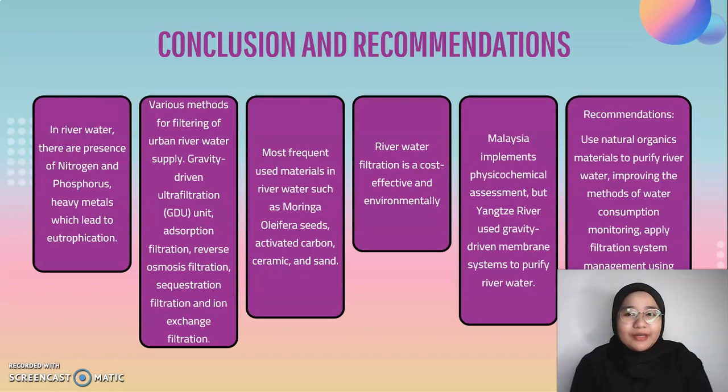For the conclusion and recommendation: in river water, there is the presence of nitrogen and phosphorus and heavy metals, which lead to eutrophication. Various methods we can use to filter wastewater include gravity-driven ultrafiltration, adsorption filtration, reverse osmosis filtration, sequestration filtration, and ion exchange filtration. The most frequently used materials in river water filtration are Moringa oleifera seeds, activated carbon, ceramic, and sand. River water filtration is cost-effective and environmentally friendly. Malaysia implements physicochemical assessments, but the Yangtze River uses a gravity-driven system to purify river water.